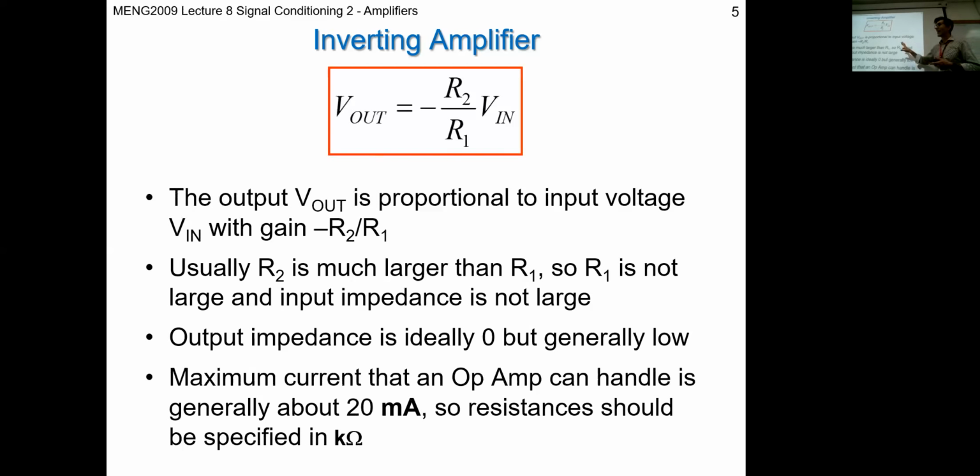So you want high input impedance. That means you get minimal current flow on the sensor side, but on the output side, you want low output impedance so that you can actually generate current flow if you want it on that side. And we noted this, the maximum current flow that an op-amp can handle is very small, about 20 milliamps.